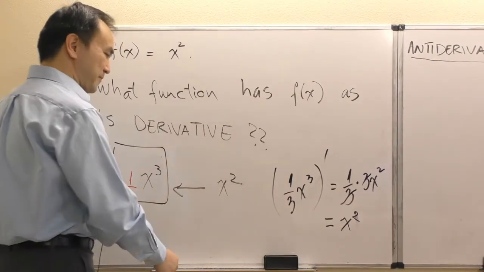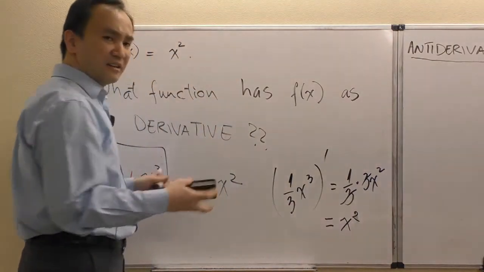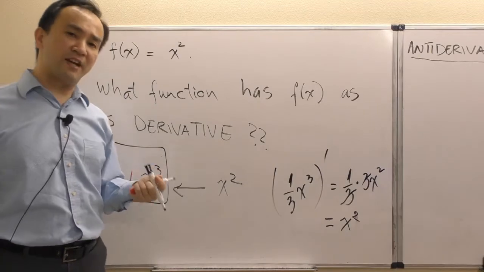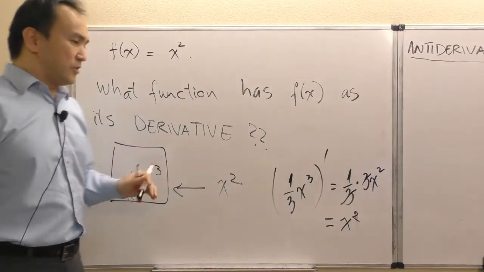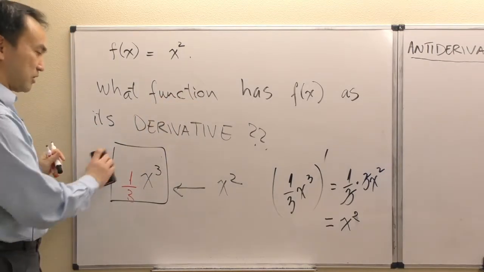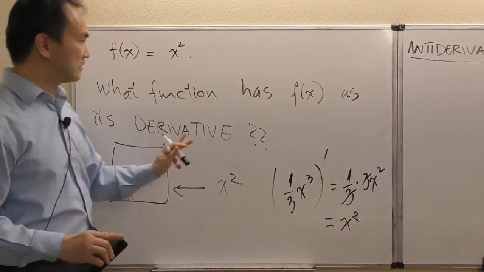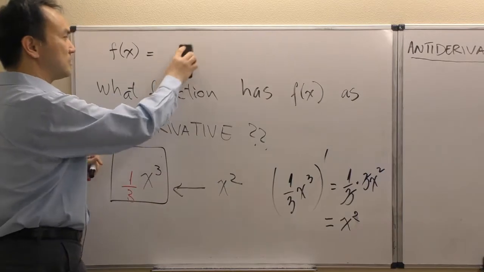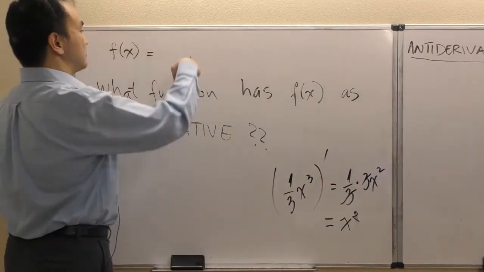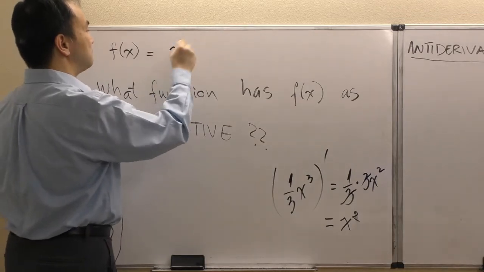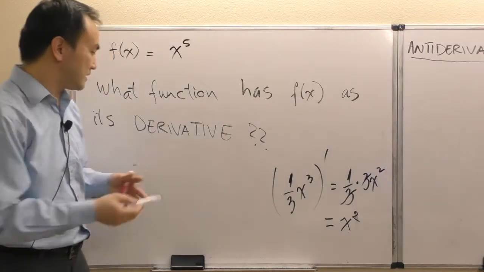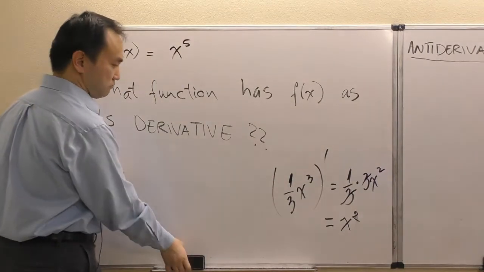Let's try again. I'm gonna purposely save my empty space on the other board for later on to write down a formal definition. So I'm gonna erase the work here, but leave the main question. I'm gonna leave it here, and erase this work. And what about x to the 5th power? Your function is f of x equals x to the 5th power.